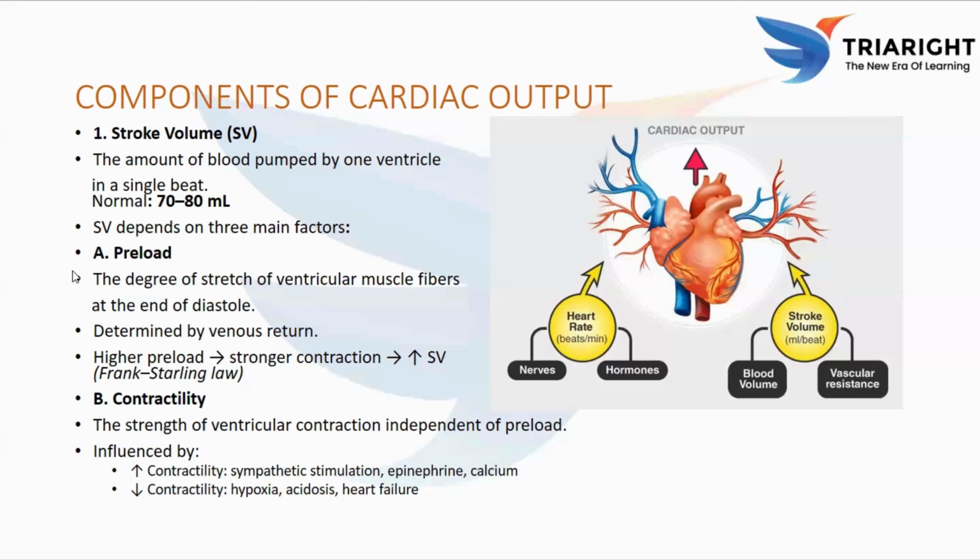The next component of the cardiac output is contractility. Contractility is the pump strength. It means how strong the heart muscle contracts, regardless of how much it was filled. It depends on how active the heart muscle cells are. It is increased by sympathetic stimulation, adrenaline, and calcium. It is decreased by lack of oxygen, acid buildup, and heart failure. When contractility is high, the heart pumps harder, so a higher stroke volume happens.